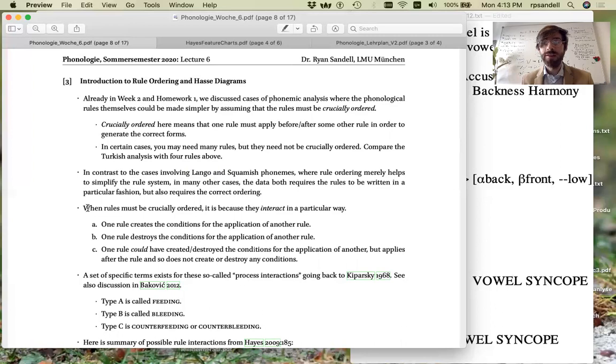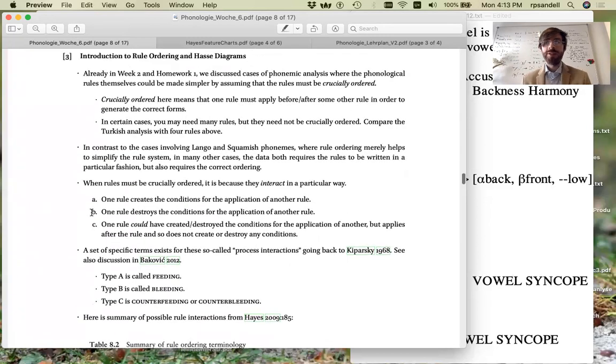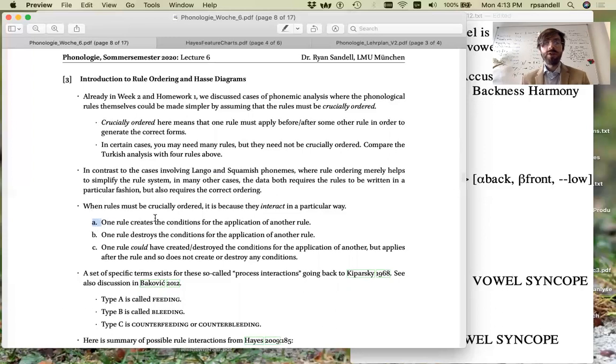When we find that rules have to be crucially ordered, that arises because the rules have the potential to interact with one another in some particular way. There are, in general, 3 or 4 different possibilities. We'll talk about 4 different terms for describing the interaction of rules. In one instance, a rule creates the conditions for the application of another rule. There are also cases in which one rule destroys the conditions for the application of another rule. And then there are contrary to fact conditions.